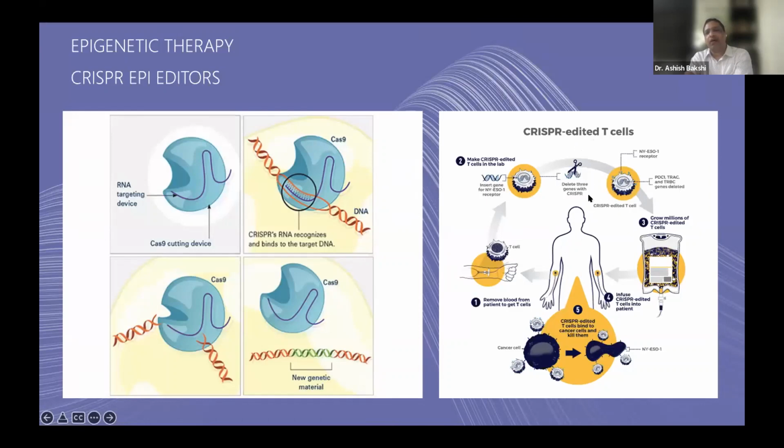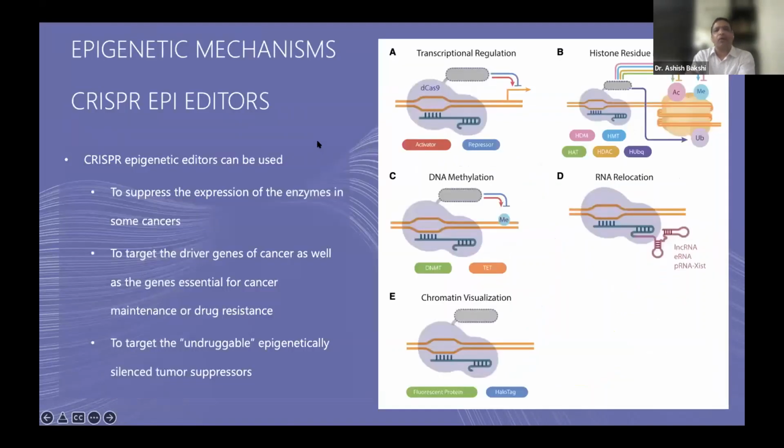Now, a phase 1 trial of this particular CRISPR edited T cells has been done, and reductions in the melanoma patients have been noted. So currently, not all patients responded to this technique. So a lot of modification needs to be done in this technique, and trials are underway to make this treatment successful.